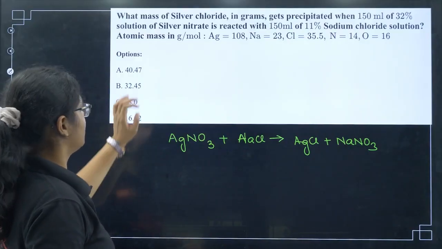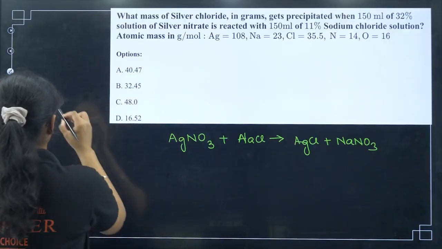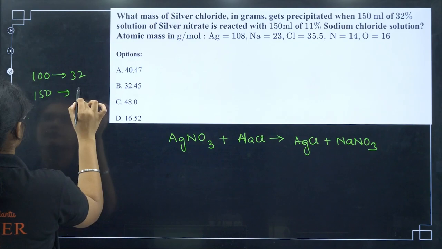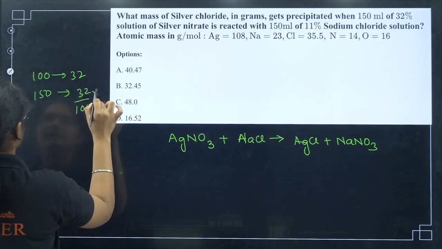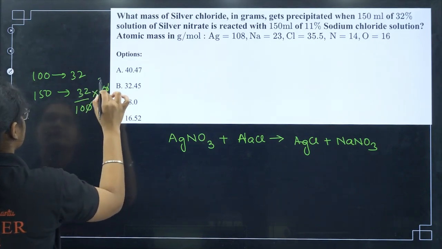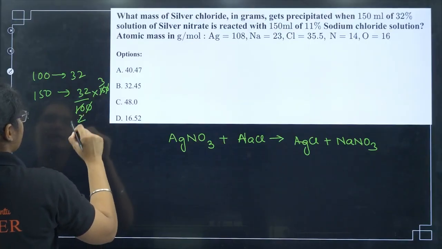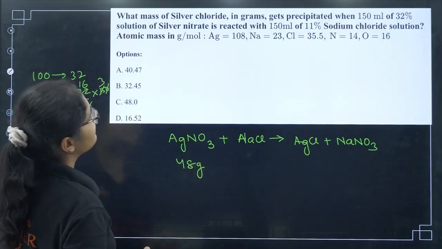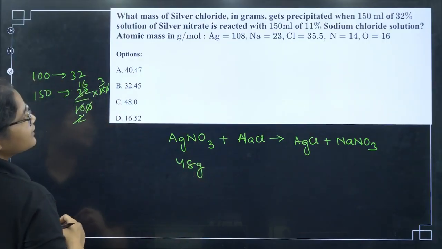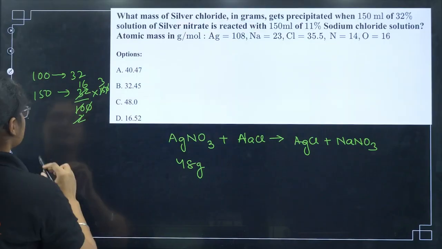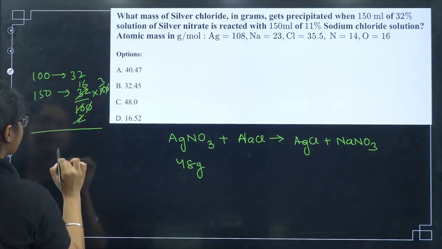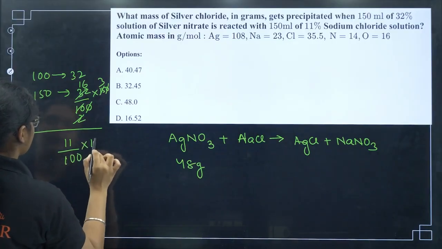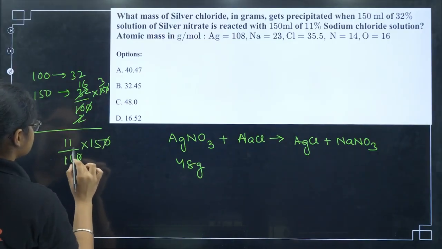Now what is the mass of this AgNO3? 32% 150 ml of silver nitrate, right? So I can say that in 100 ml there is 32 grams, in 150 ml it will be 32 by 100 into 150. So 5 3s are 15, 5 2s are 10, then I have 48 grams. AgNO3 present is 48 grams, and we have 150 ml of 11% NaCl, right? So NaCl is how much? 11%, that means 11 by 100 into 150, so that is 16.5.